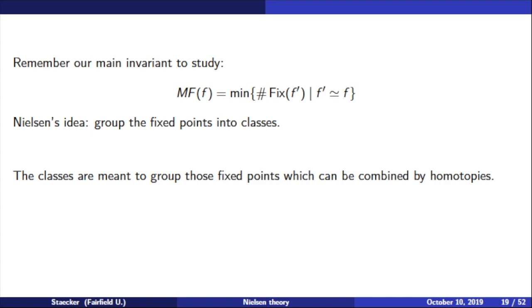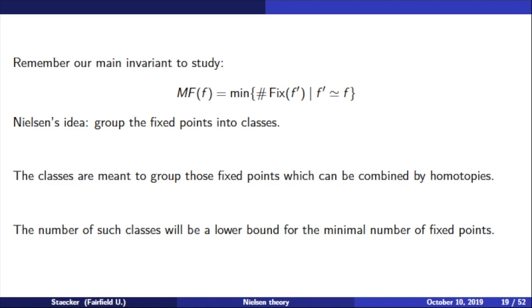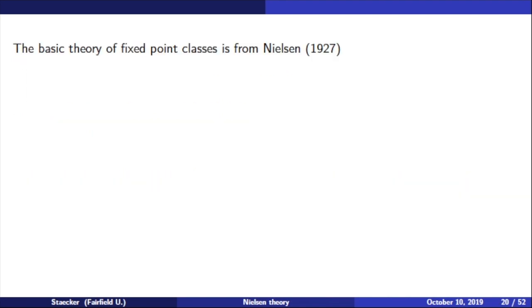Generally, you will have a bunch of fixed points of your function. Some of them maybe you can combine together. Some of them maybe you cannot. And those are the fixed point classes. The number of such classes is a lower bound for this number, the minimum number of fixed points, because if you have a certain number of fixed points, you group them into the ones which can be combined and the ones which cannot. The number of groupings would be the lowest possible number of fixed points that you could possibly get.